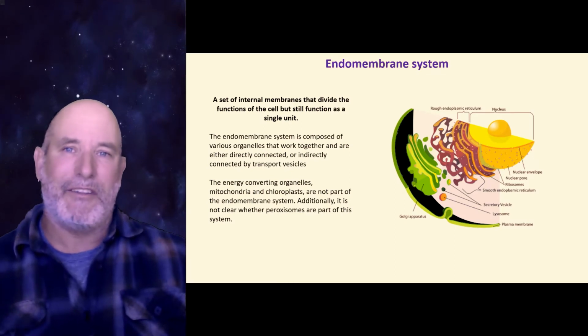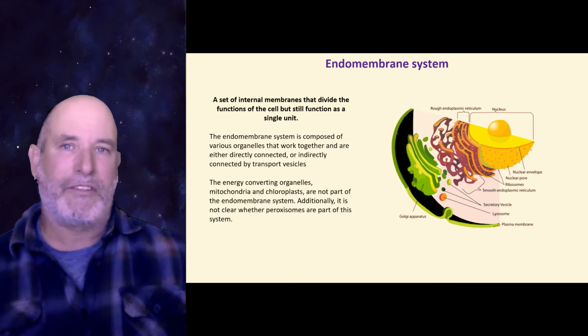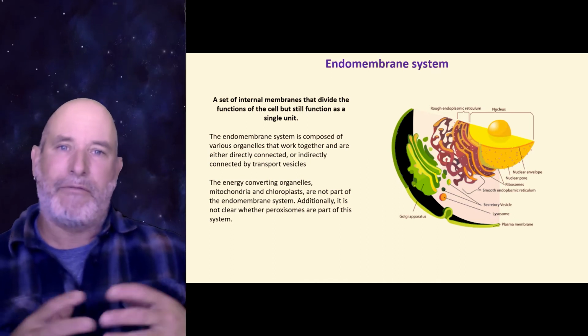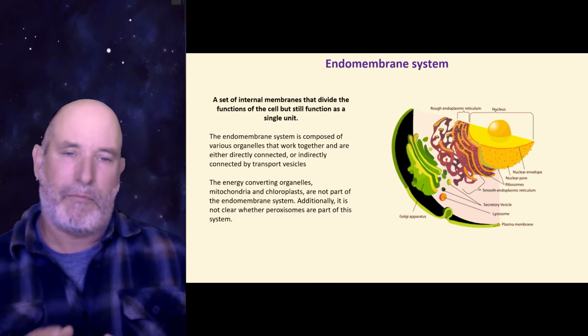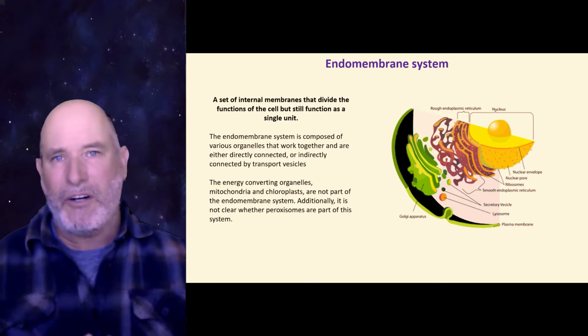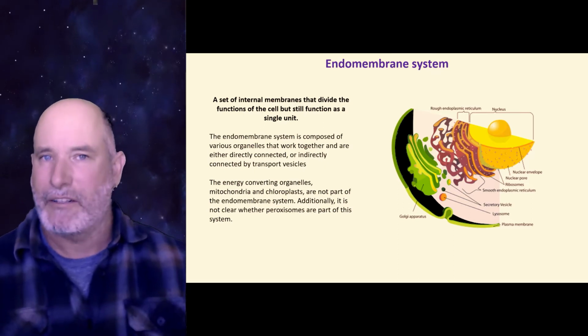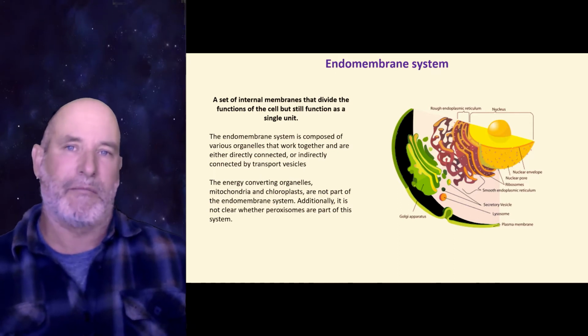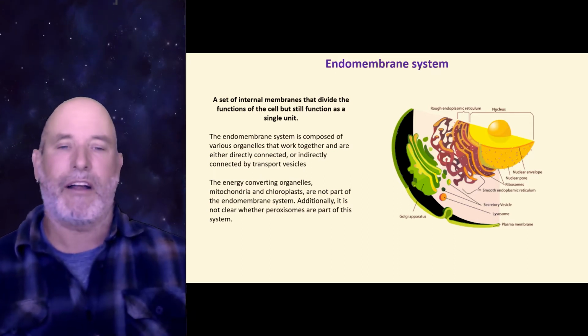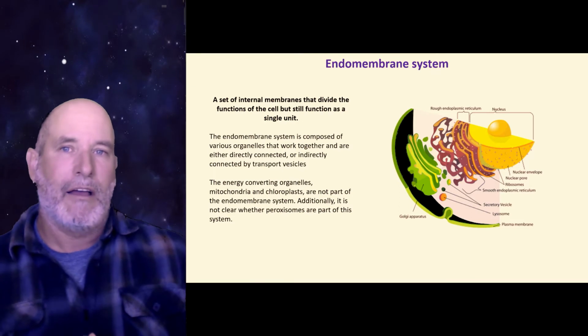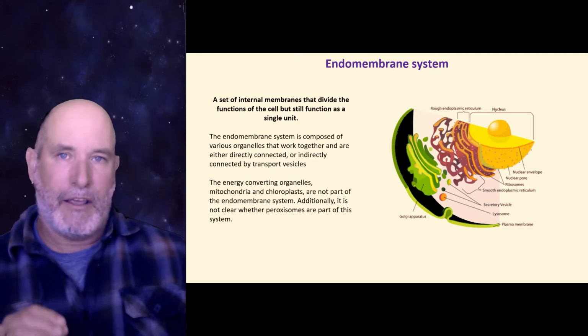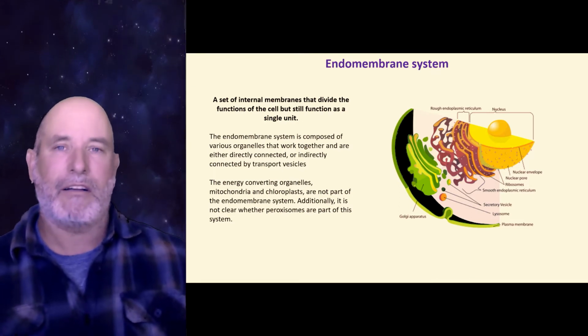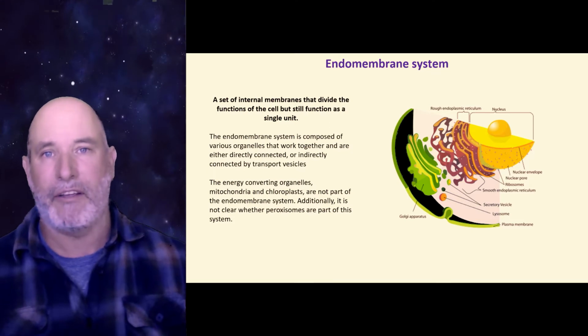Now, let's get into the endomembrane system. This is a set of internal membranes that divide the functions of the cell into different parts, but it still functions as a single unit. I know, that's kind of weird. It still functions as a single unit. In the endomembrane system, the parts can be connected to each other directly or indirectly.